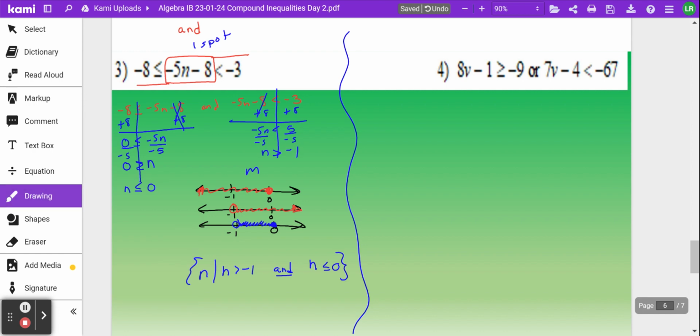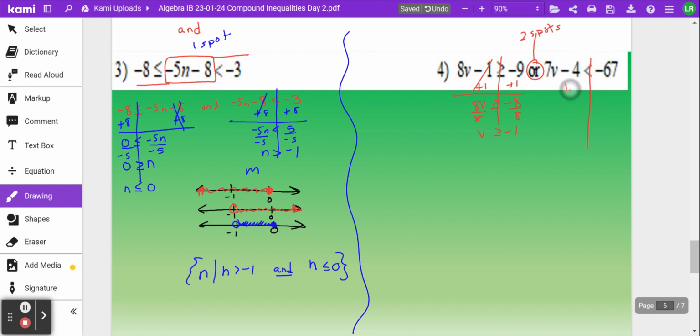Okay, last one here. Solve. It is or, so it's already broken up. I know I'm shading in at least 2 spots. Let's solve it here. Add 1. I get 8b is greater than or equal to -8. Divide by 8. I do not flip the inequality sign. That one is finished. It's in the correct order.